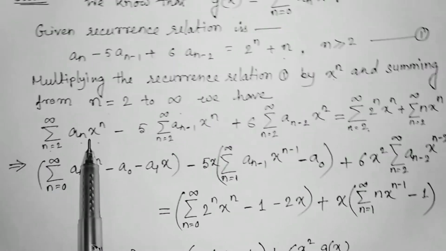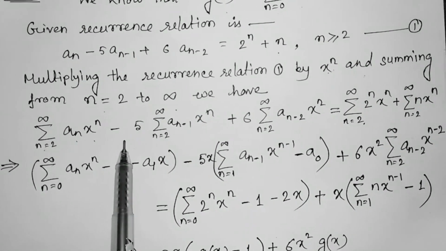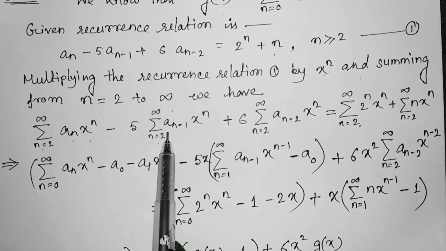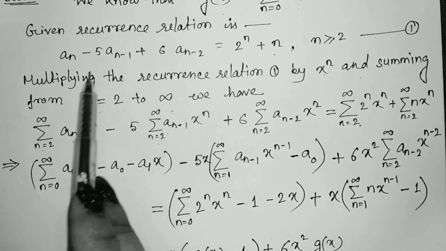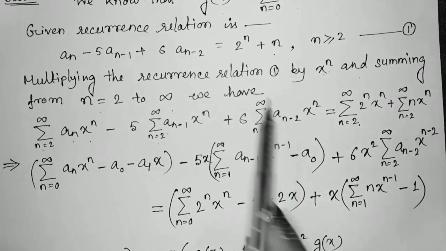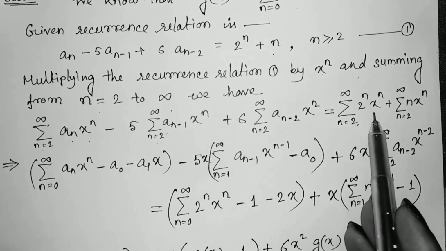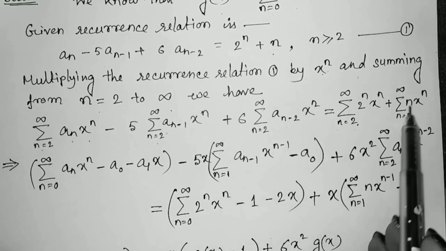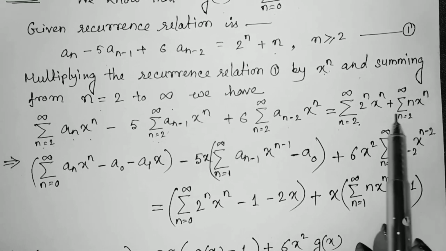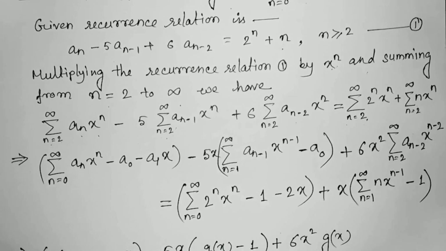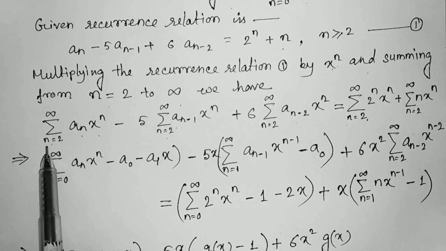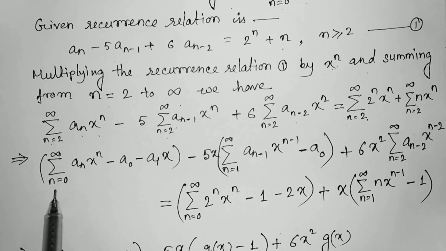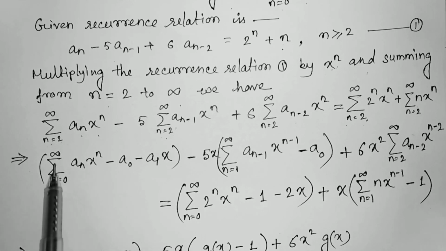Now it is minus 5 times the summation from n equals 2 to infinity of a_(n-1) x to the power n. From here it is this one. Now for 2 to the power n x to the power n, summation from n equals 2 to infinity, and likewise for n it is n x to the power n, then summation from 2 to infinity. Now as it is given from n equals 2 to infinity, we should convert it to n from 0 to infinity.